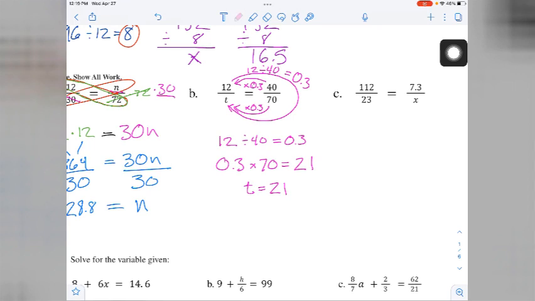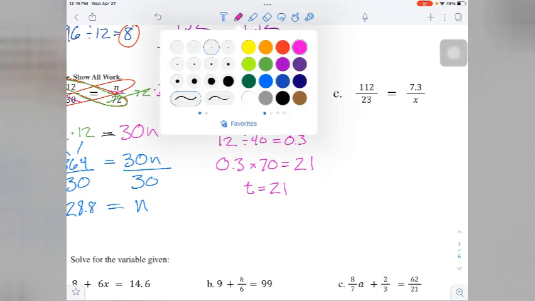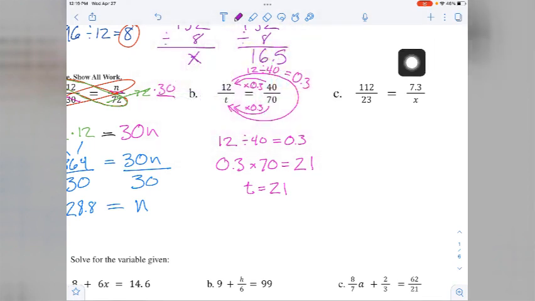And then part C, problem C, let's see, what's another method that I can use? I guess this is sort of like the butterfly method again, but if I want to get rid of my denominators, I multiply this side by x, and those cancel out. Then I have to multiply the other side by x, and then I multiply one side by 23, and those cancel out. I have to multiply the other side by 23. This is just the standard solving equations method.